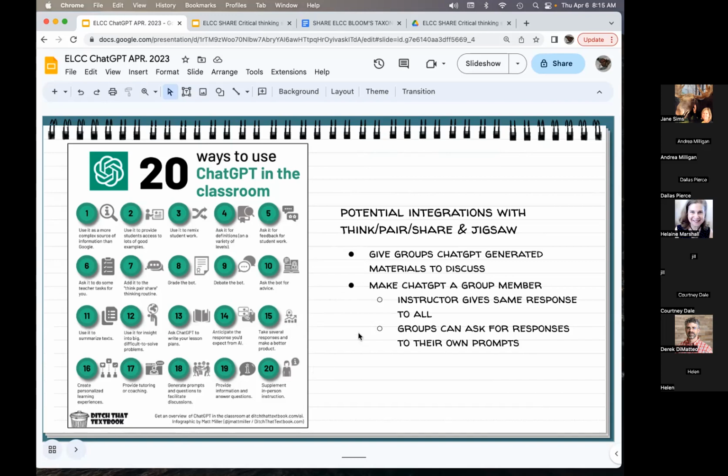I think there are some things to think about. You can give groups ChatGPT-generated material to discuss. They can analyze it, look for the strengths and weaknesses, and if you give them the criteria for what makes a strong piece, what makes a strong argument, and so forth, that gives them a basis to understand what you're looking for in their own writing.